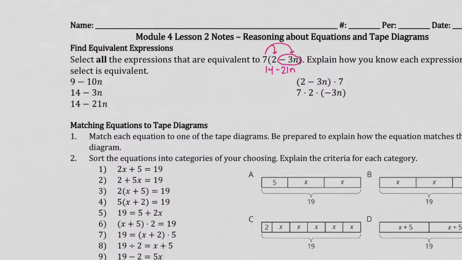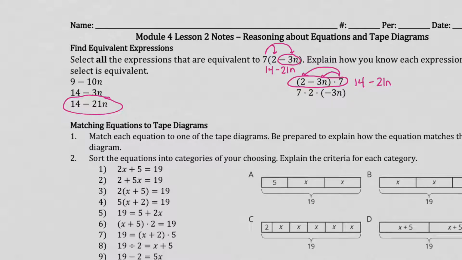Whoops. But then this one matches, right? 14 minus 21n. Then if we look at these last two, we have (2 minus 3n) times 7. Well, that's still by the parentheses, so we distributed it. Then 7 times 2 is 14, 7 times negative 3n would be negative 21n. It's the same now, so we want to circle that one.